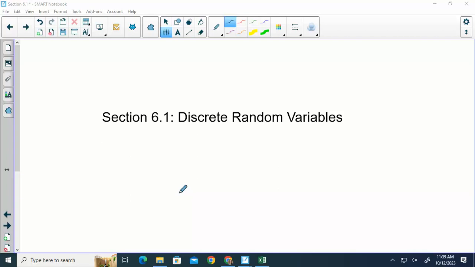So we are moving into chapter 6, and it is a very short chapter. There are 3 sections, and we're only covering 2.